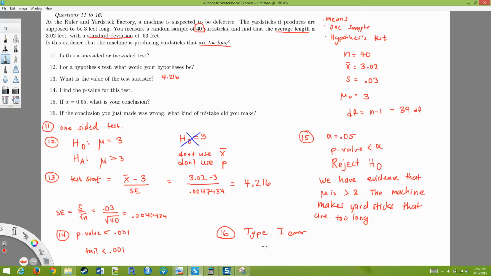Yes? If this was a two-sided test, and your p-value started there at 0.001 and you doubled it, would you then write p is less than 0.001 or p is less than 0.002? Yeah, so if it's a two-sided test, you would double your p-value and you would write p-value is less than 0.002.